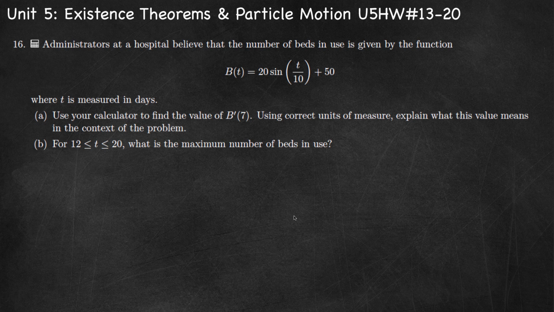Number 16. Administrators at a hospital believe that the number of beds in use is given by the function b of t equals 20 times the sine of t over 10 plus 50, where t is measured in days.